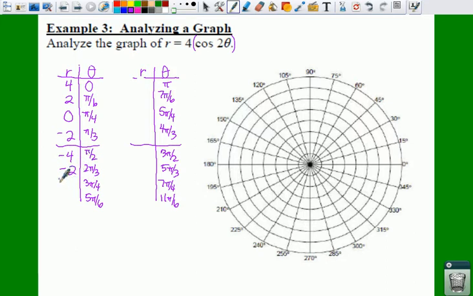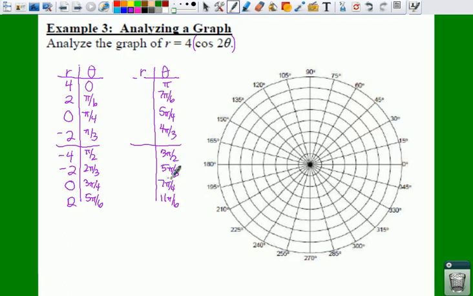Looks like I see a pattern here. So I'm going to guess this will end up being a 0. 3 pi over 4 times 2 gives us 6 pi over 4, or 3 pi over 2. Cosine there is 0, so we get a 0. 5 pi over 6 times 2 is 5 pi over 3, so the cosine of 5 pi over 3 is 1/2. 1/2 times 4 gives us 2.